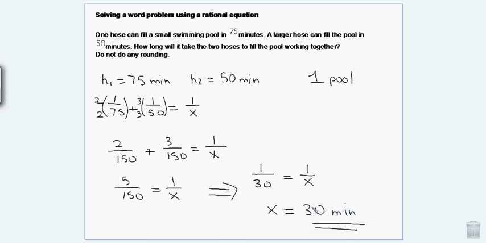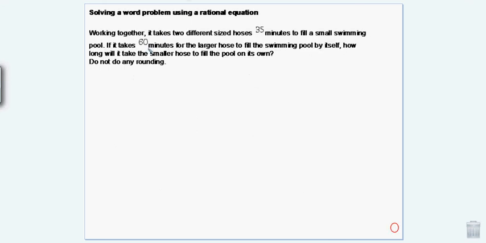Now, whatever we get here on this type of problem where we've got two people working together to do a job, this time should be less than either of the two times you started with because you've got two hoses. If one hose does it in 50 minutes and that's the shortest amount of time, two hoses are going to do it in a shorter time than this no matter what. So let's try another one of these.